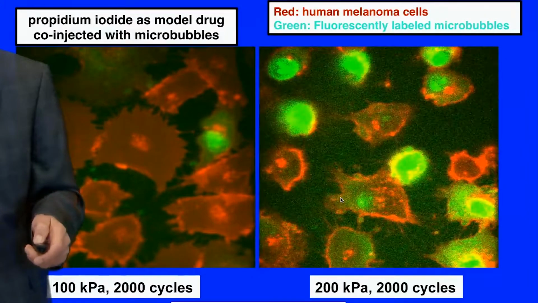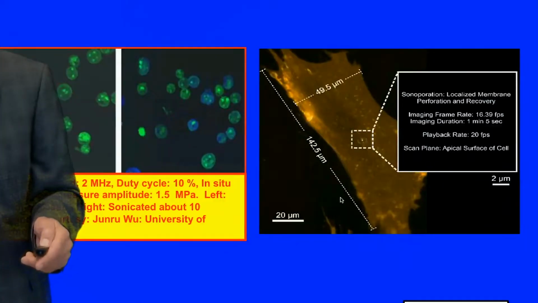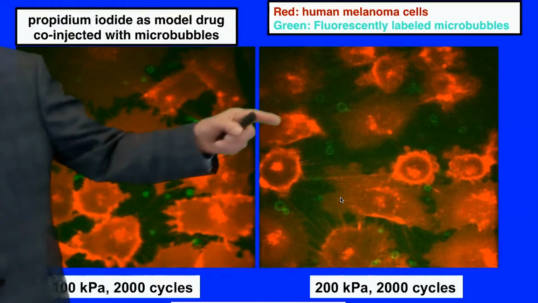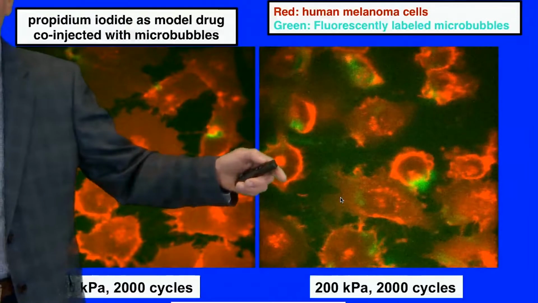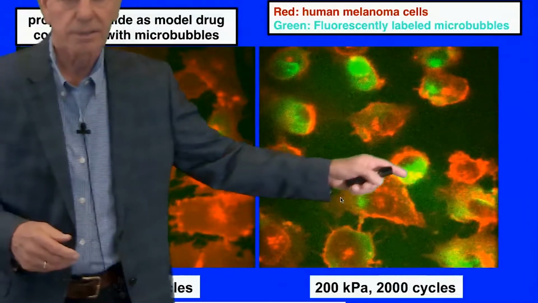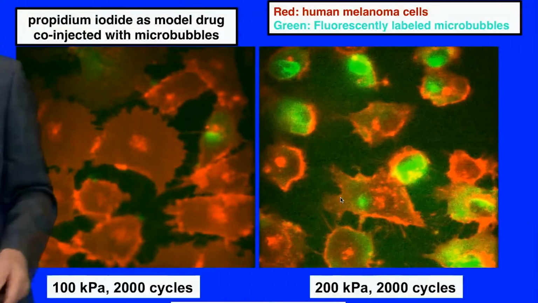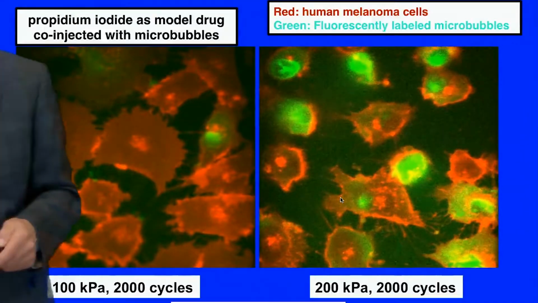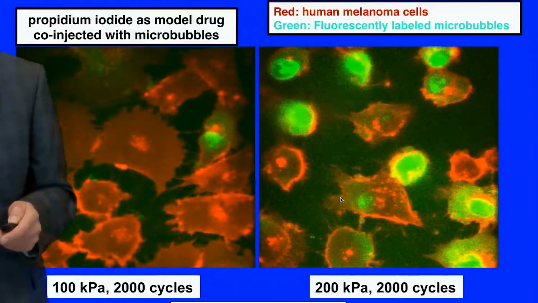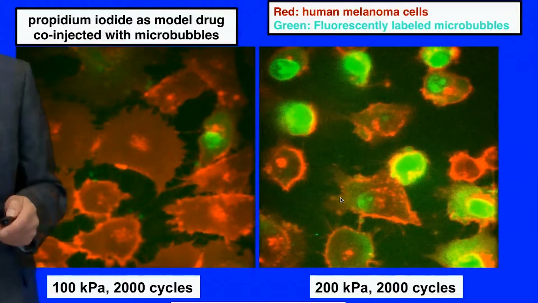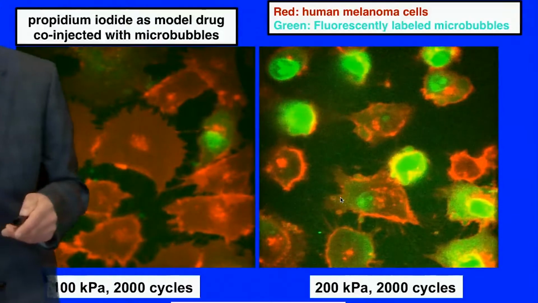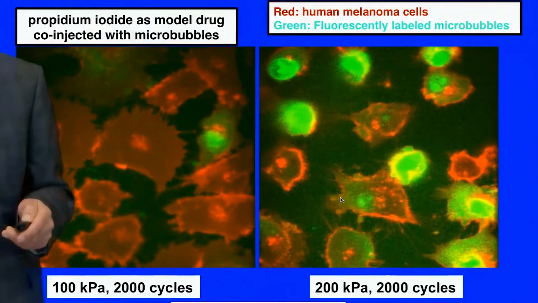And let me back that up. This is a very nice movie to show that when the bubbles, these little green things here, are activated, as they oscillate, they tear holes in the membrane, and then the propidium iodide goes inside the cell. And so this is site-specific drug delivery, using contrast agents as a kind of transformer that transforms the energy of the acoustic field into a microscopic hole in the cell itself.